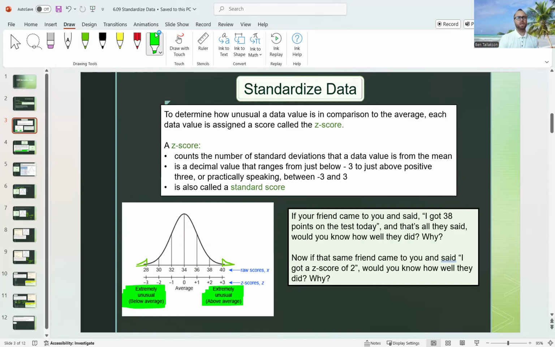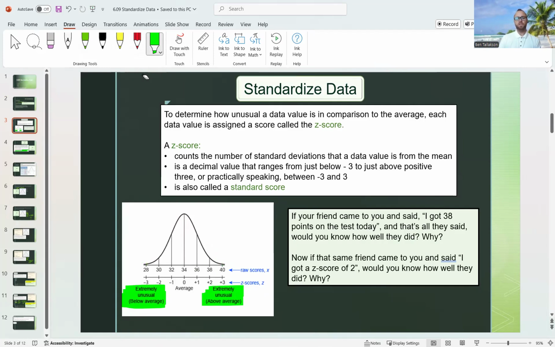So let's imagine for a second your friend comes up to you and tells you, hey, I got 38 points on my test today. And that's all they say. Would you know how well they did? No, right? Out of how many points? I have no idea. I need more information to go off of. But with a z-score, if that same friend came up to you and says, hey, I got a z-score of 2, would you know then? You would, right? Now that you've learned about z-scores, you know +2 is above average. That is a really good score. You'd be congratulating them, right?